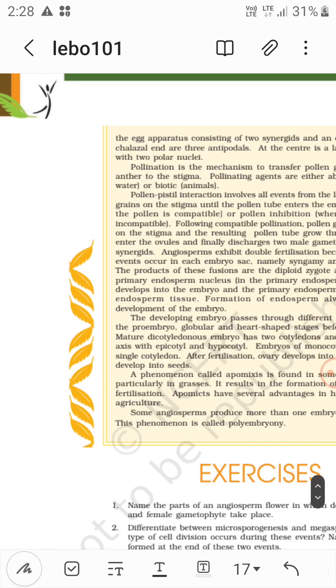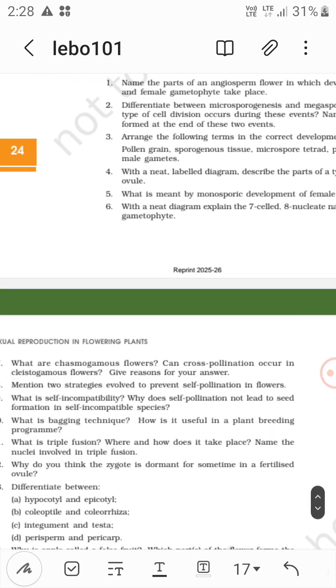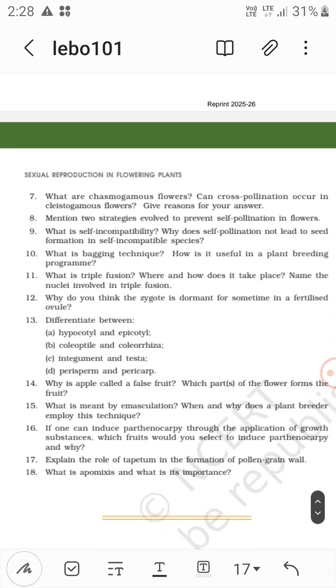So this was your whole chapter being done. Let me know if anything is left. I will cover it.